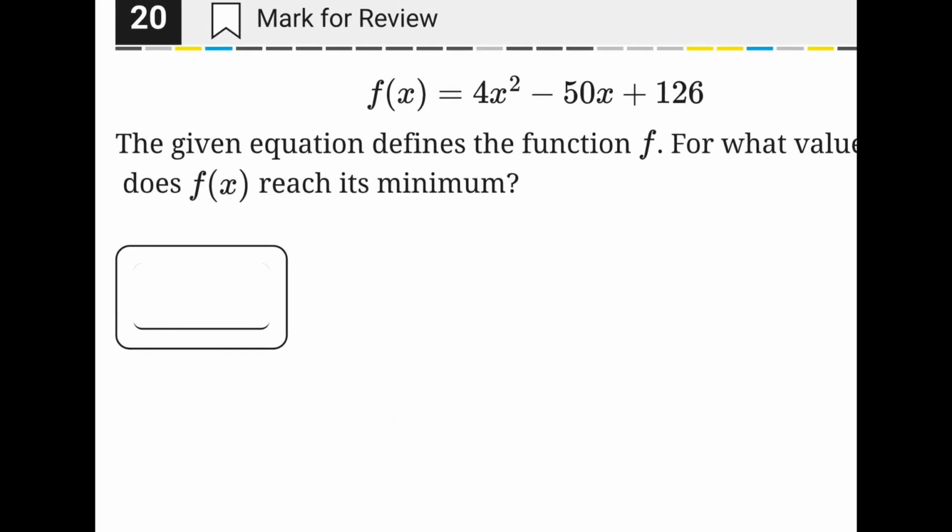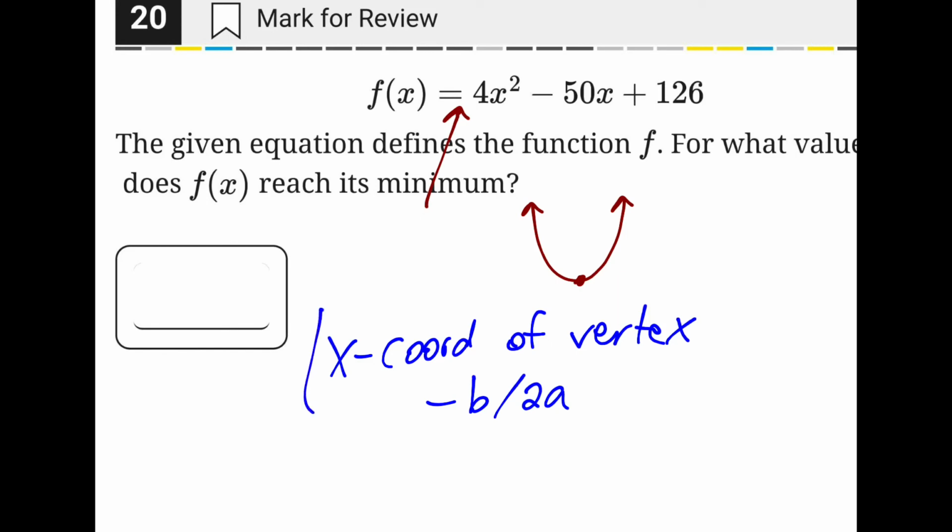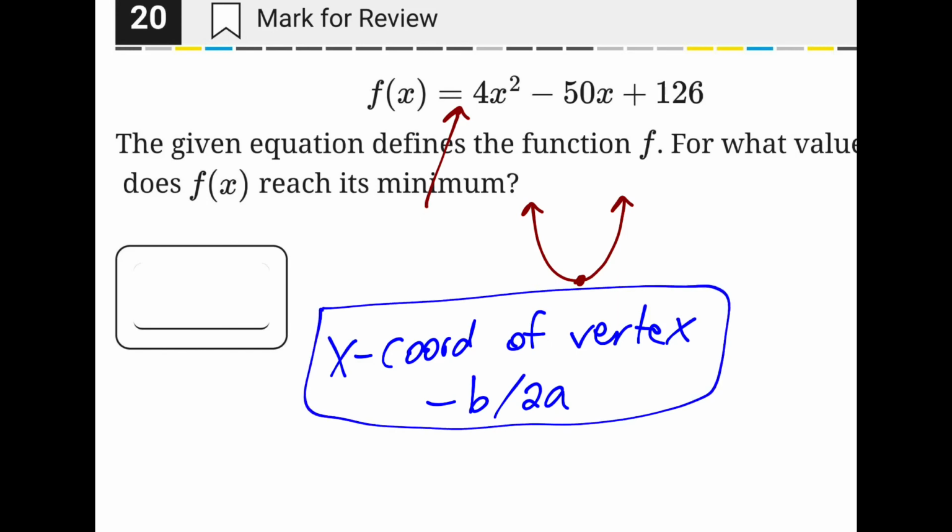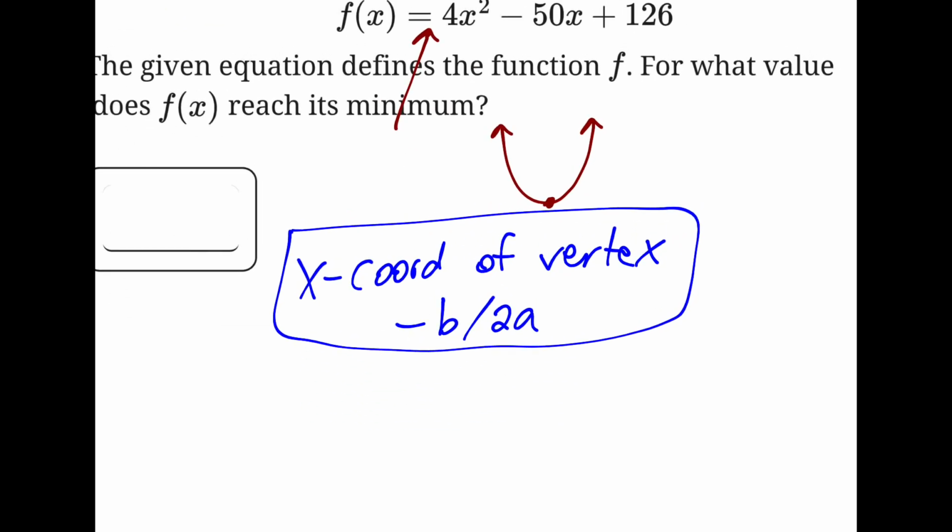Number 20, I have a parabola, or a quadratic, and they want to know for what value does f of x reach its minimum. So notice there's a positive value in front of x squared, so that means I'm going to be looking at a u-shaped function, and we're going to be looking for the vertex to be the minimum. If you recall, the formula for the x-coordinate of the vertex is negative b divided by 2a. So here I'm going to plug in negative 50, divided by 2 times 4.